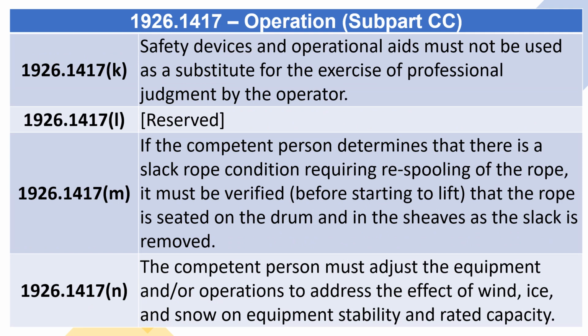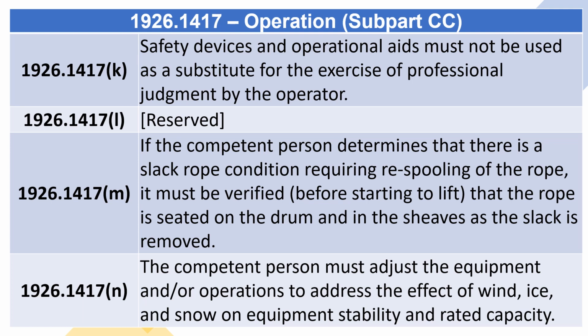1926.1417 K. Safety devices and operational aids must not be used as a substitute for the exercise of professional judgment by the operator. 1926.1417 L. Reserved. 1926.1417 M. If the competent person determines that there is a slack rope condition requiring respooling of the rope, it must be verified, before starting to lift, that the rope is seated on the drum and in the sheaves as the slack is removed.